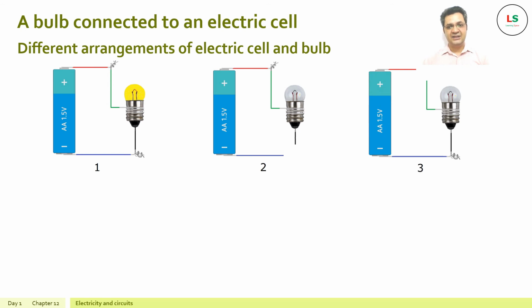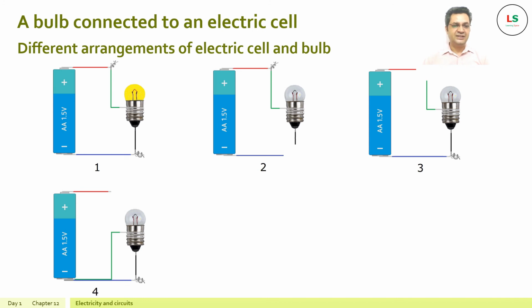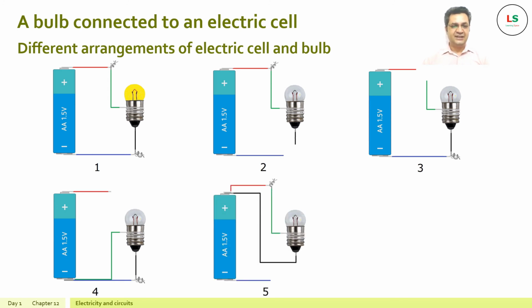In the third arrangement, the metal case is not in connection with the positive terminal of the cell, whereas the base is in connection with the negative terminal. The bulb again does not glow. In the fourth arrangement, both the terminals of the bulb are connected to the negative of the cell. Again, the bulb does not glow. In the fifth arrangement, both the terminals of the bulb are connected to the positive of the cell. Again, the bulb does not glow.